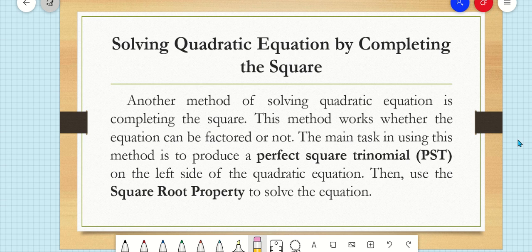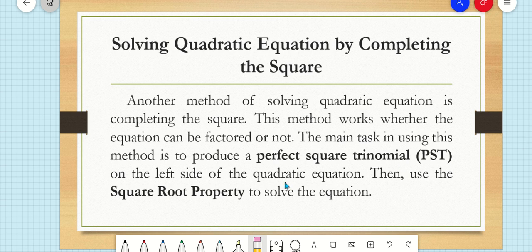The main task in using this method is to produce a perfect square trinomial or PST on the left side of the quadratic equation. Then, use the square root property to solve the equation. Right? So, yung completing the square, it is a combination of factoring and extracting square root. Okay? So, para mas lalong maintindihan, proceed po tayo sa example.